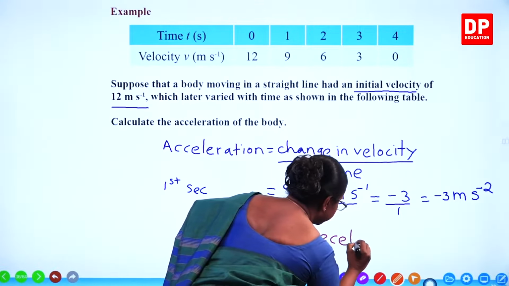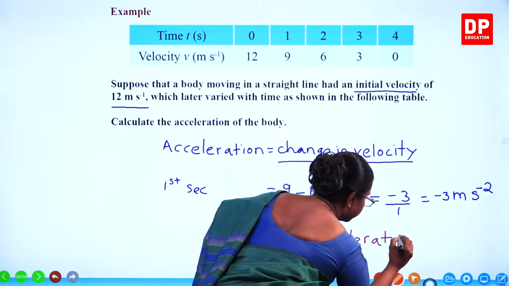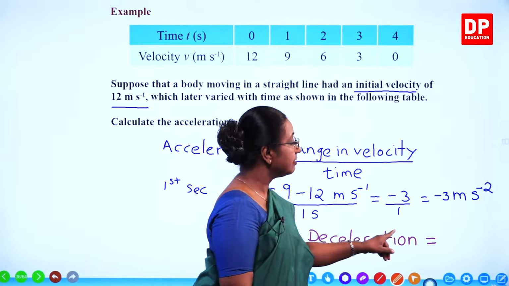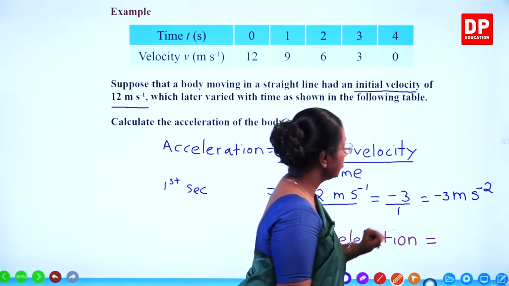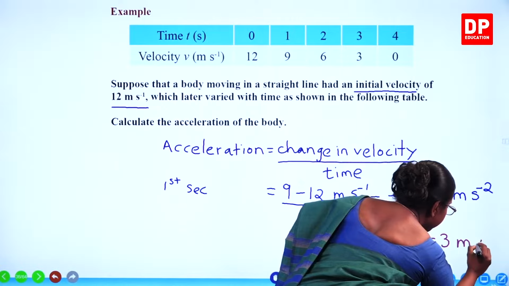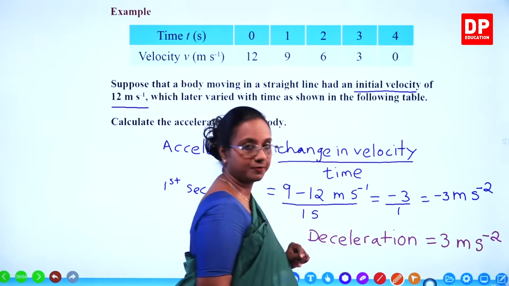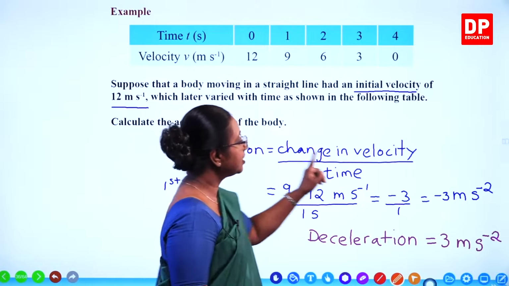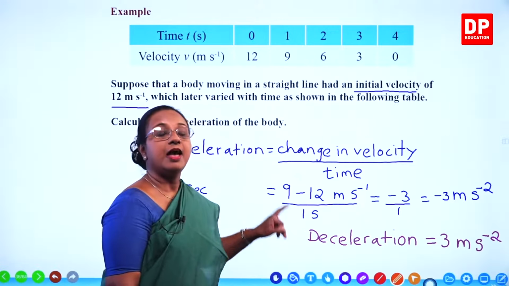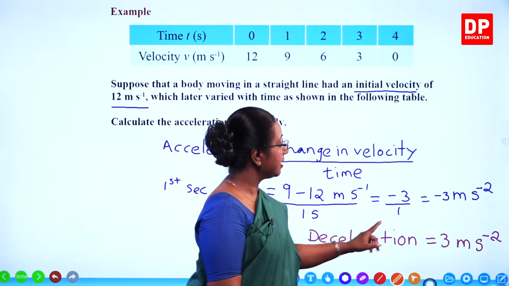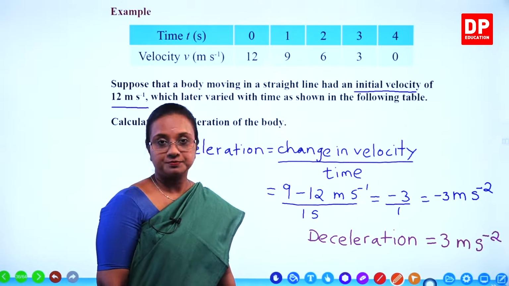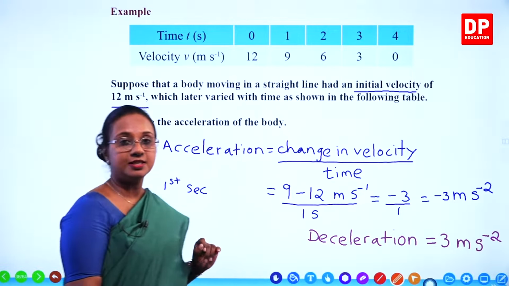deceleration equals, and remember students, when you write deceleration, you should not use the negative value. We write it as 3 meters per second squared. So, when acceleration is a negative value, that is called deceleration. And we rewrite it as deceleration equals 3 meters per second square. I hope you understood this.